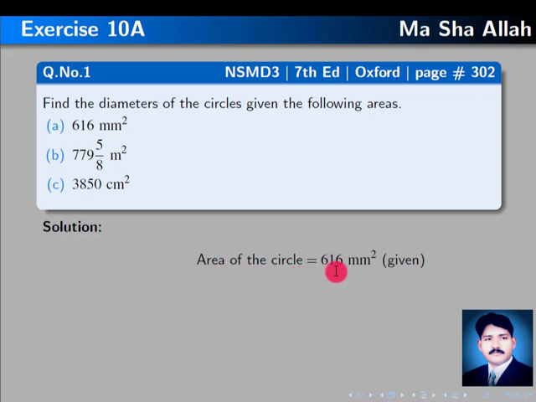The area of the circle is 616 millimeter squared, which is given. As we know, the area of a circle of radius r is equal to pi r squared. This is the formula for the area of a circle whose radius is r. Here the area is given as 616 millimeter squared. So we write 616 equals pi r squared. We put the value of pi, 3.142, multiplied by r squared, which is equal to 616.